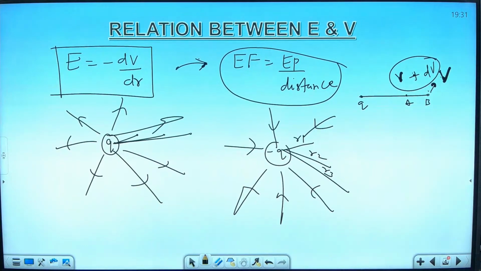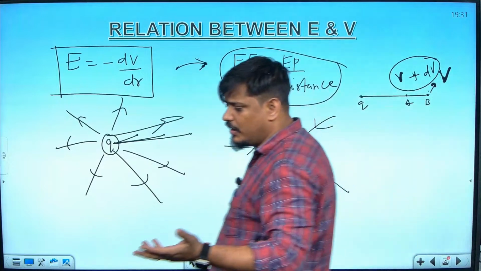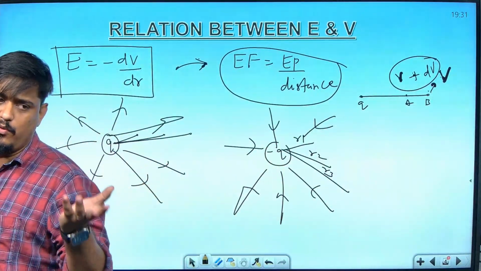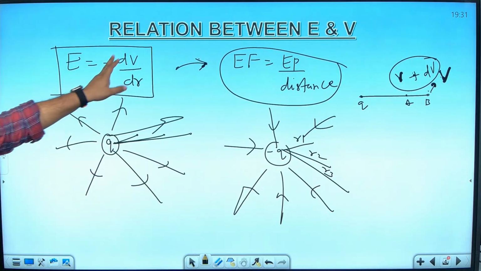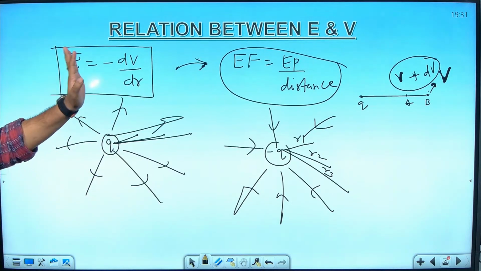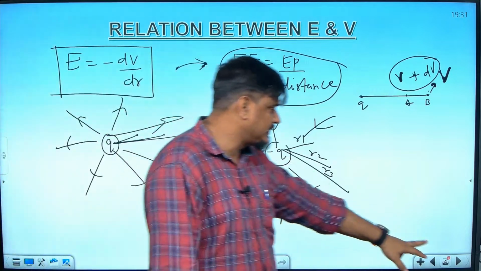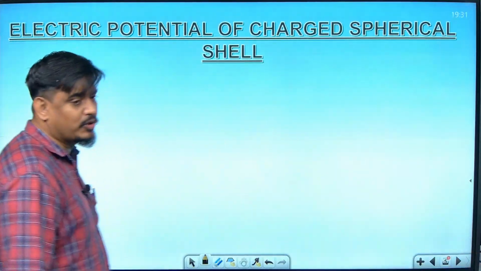Why is it V plus dV? Because A is nearer to the charge, so it has a stronger potential. We find the work done, equate it with potential times Q naught, and you will get E is equal to minus dV by dr. Check your notes, I have derived it already in class. I cannot spend time on this now, because my aim is to take many questions today.